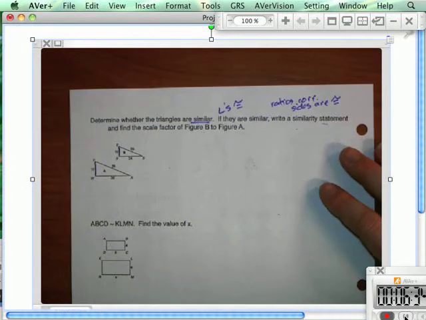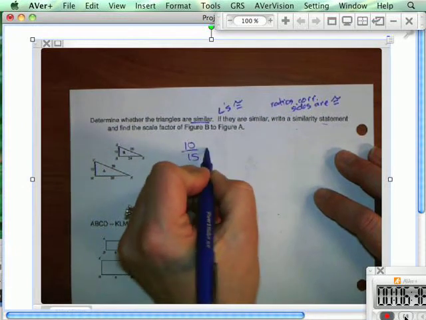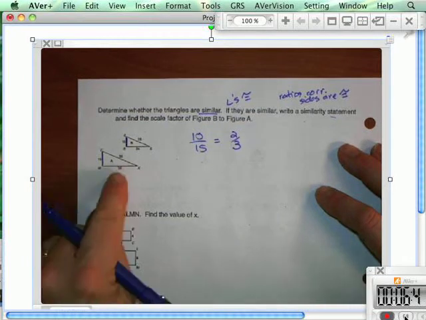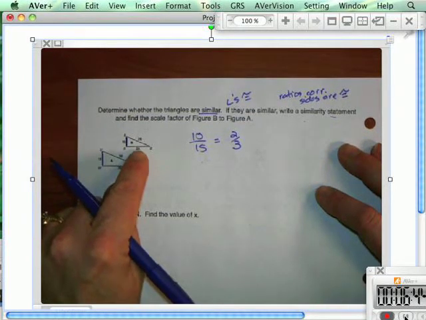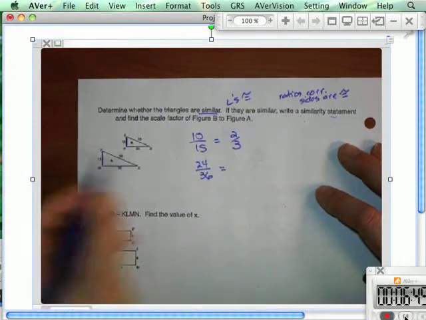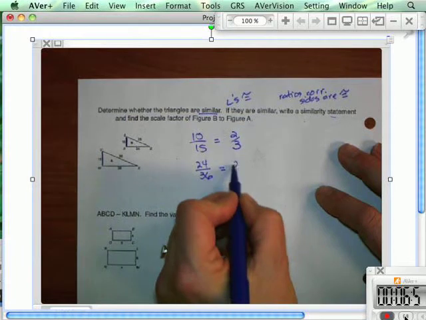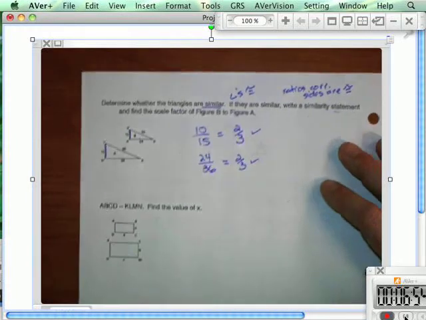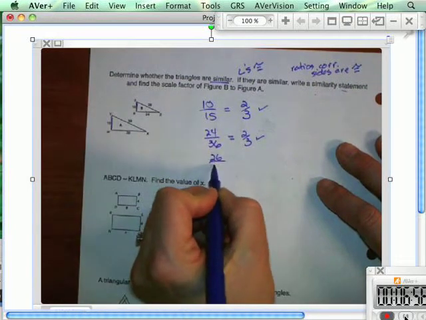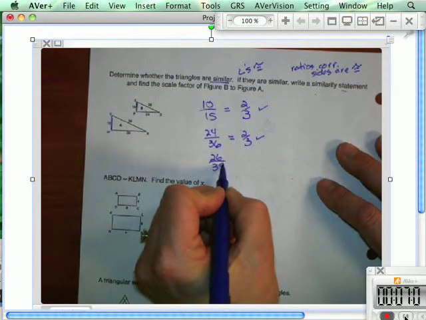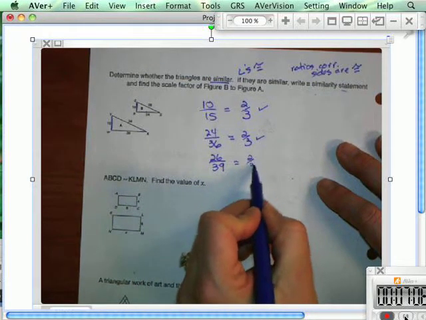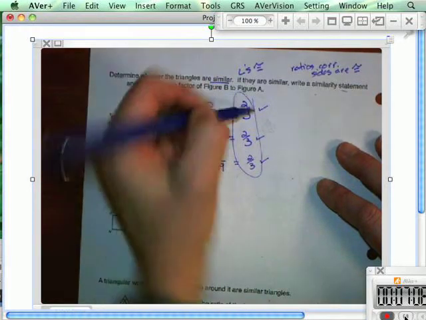So I'm going to say 10 over 15 reduced is 2 over 3. Now I started with the small triangle on top, so I'm going to continue with that. 24 is to 36. Look at that. That reduces to 2/3. So far we're on a roll. And then if I do 26 over 39, divide each by 13, I get 2/3. So, yes, I can say this.